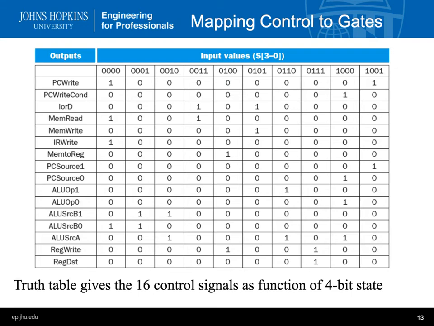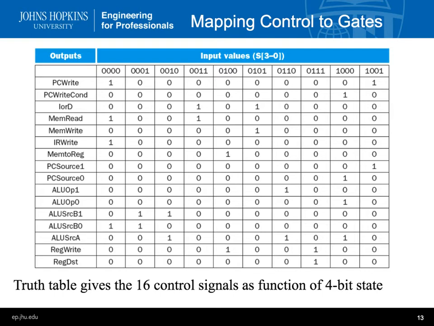So here's our state. State 0. We have on the PC write control signal, mem to read, and IR write, and ALU source B0. So you can look at that finite state diagram and look at the control signals that are listed in there, and that's how this is determined.